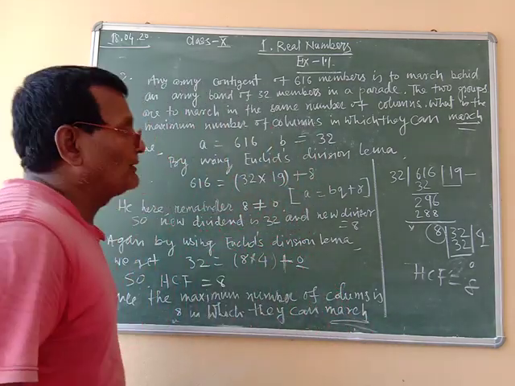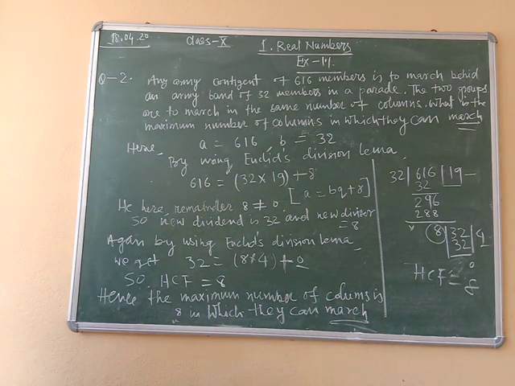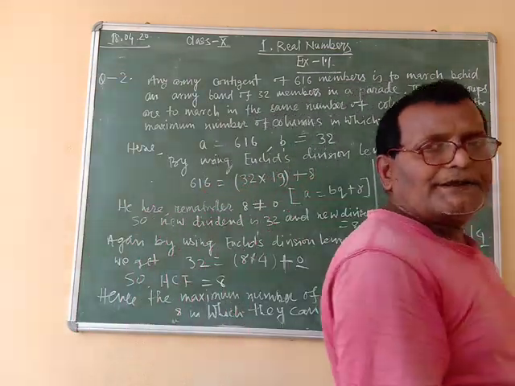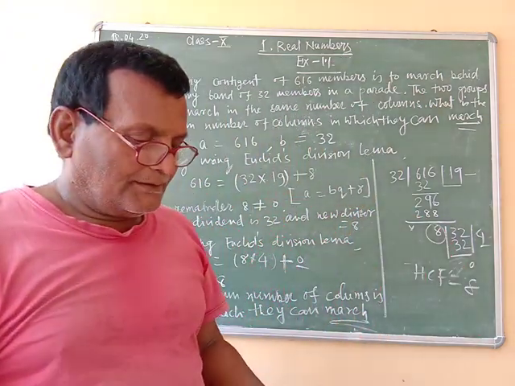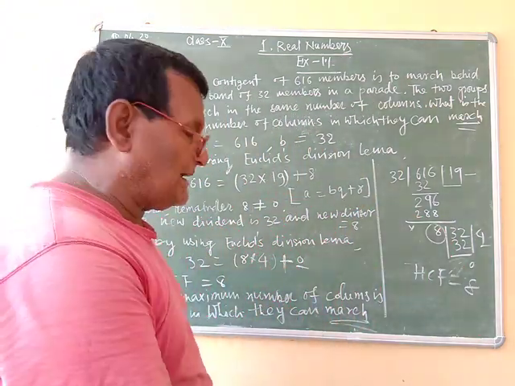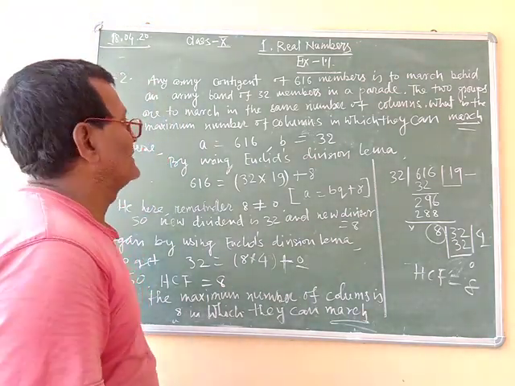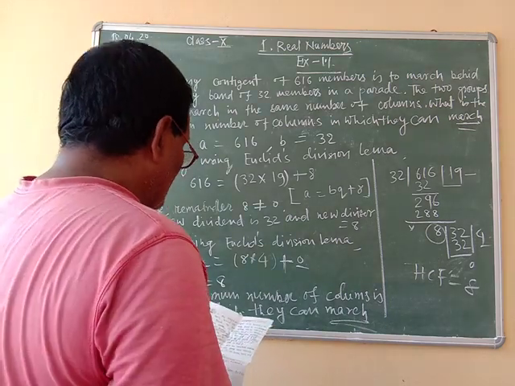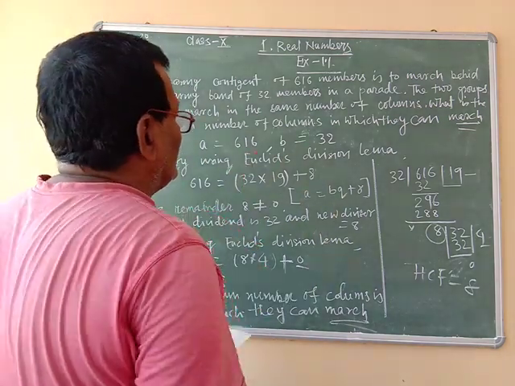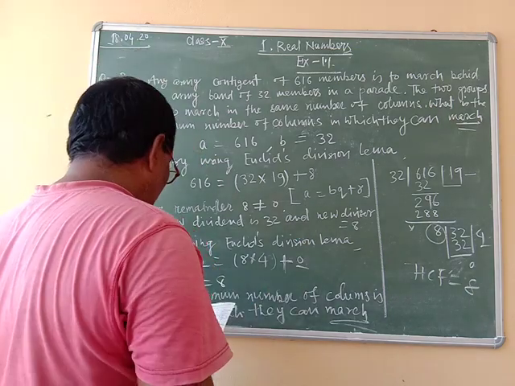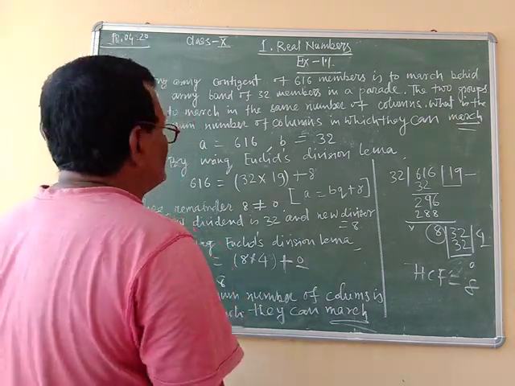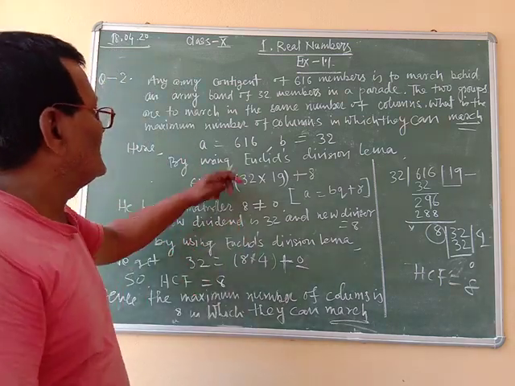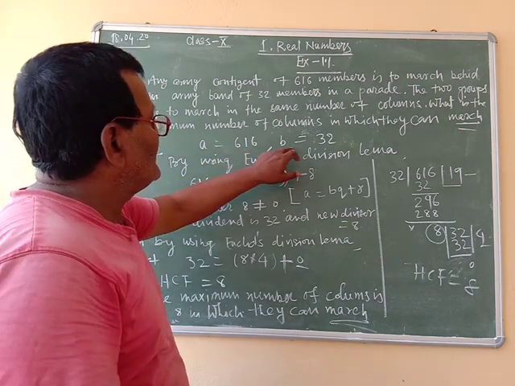Again, I explain this problem. We have to find the maximum number of columns in which they can march. हमें इसमें ये ज्ञात करना है उन स्तंभों की अधिकतम संख्या क्या है जिसमें वे सेना मार्च कर सकते हैं. So here to solve this problem, HCF of 616 and 32 gives the maximum number of columns in which the two groups can march. So on applying Euclid's division lemma, A is equal to 616 and B is equal to 32.